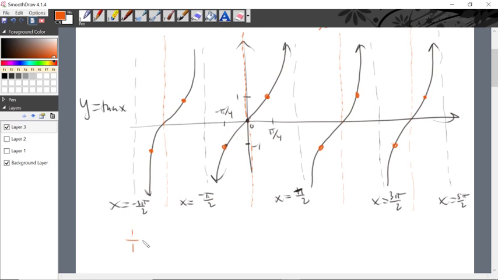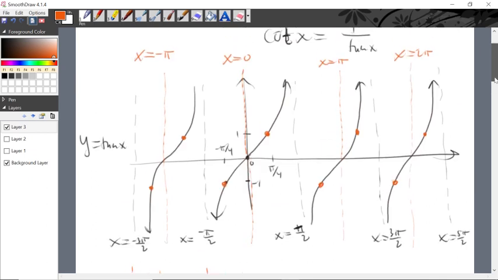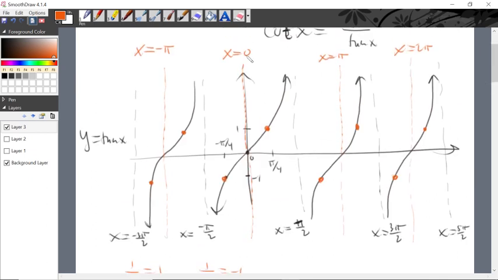Right? So, of course, 1 over 1 is 1. 1 over negative 1 is negative 1. Okay? All right. Now, let's take a look between 0 and pi. Right? So the difference between these two asymptotes right here is pi. The period is equal to pi, therefore.